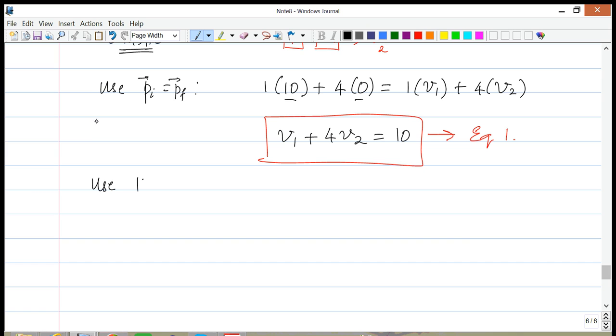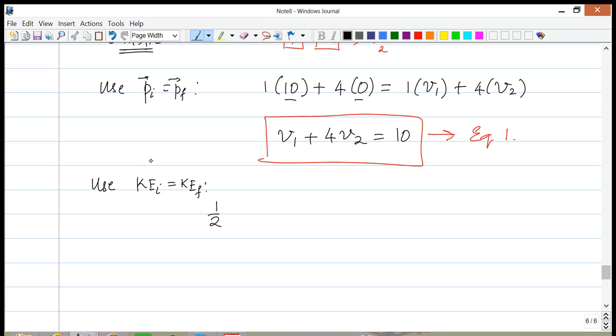Now let us use KEi equals KEf. Remember, I do not put the vector sign on KE because kinetic energy is a scalar quantity. Alright, let us write down the total initial kinetic energy. At this point, it would be a good idea to ask, hey, what is the formula for the kinetic energy? And if you said 1/2 mv squared, then you are on the right path.